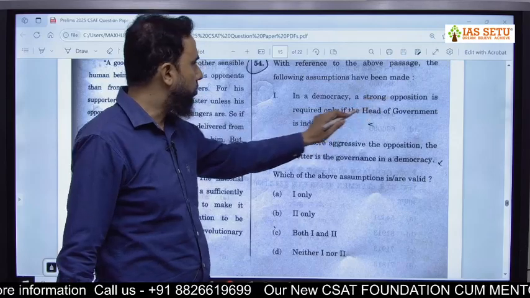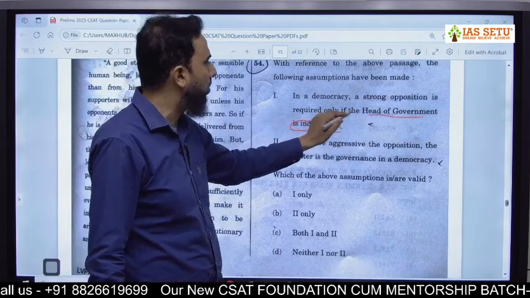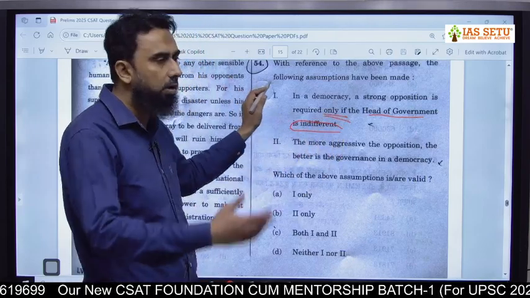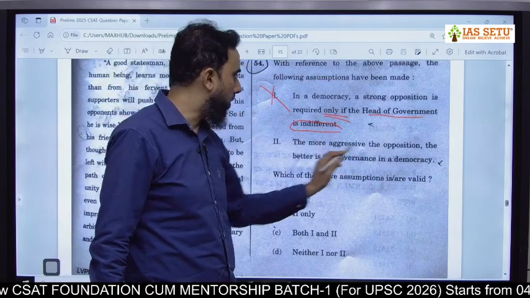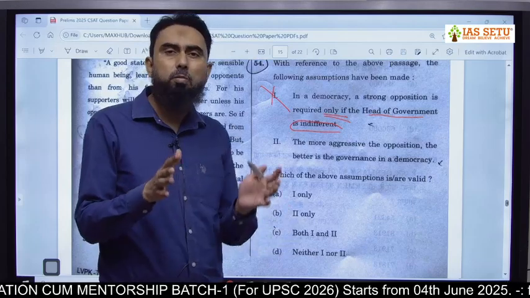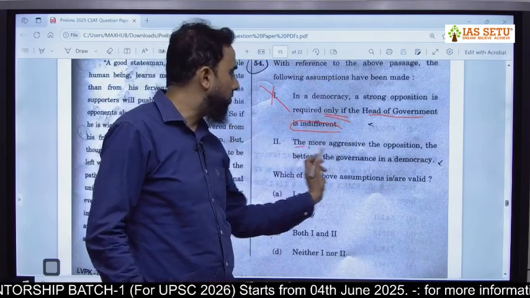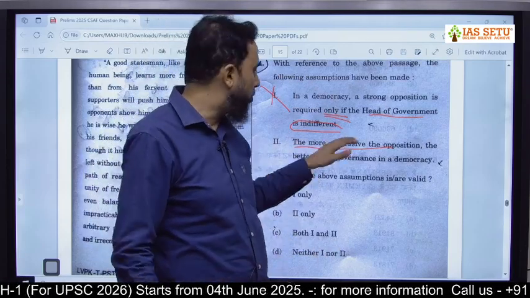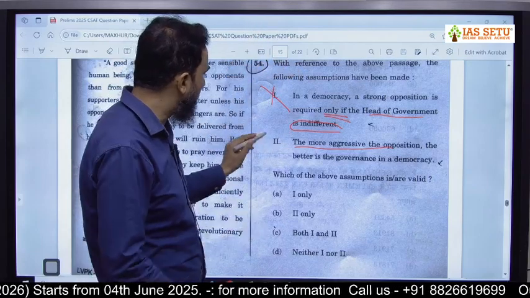In a democracy, a strong opposition is required only if the head of the government is indifferent. Only if the, no, author has not gone for this specification, rather he has spoken in a general way, and in all cases an opposition is required. So first is out. Second, the more aggressive the opposition, the better is the governance in a democracy. Be careful, author is talking about balance. He's not talking the more aggressive when they become, in this way if we go, कि जितने ज़्यादा aggressive उतना better the governance, which may lead to revolutionaries and something with which the government cannot reconcile.